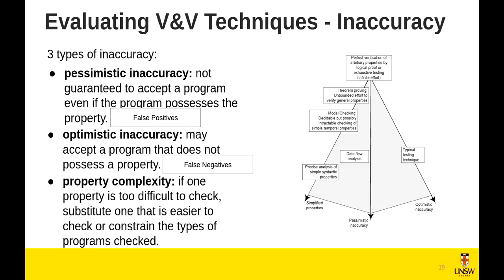For the static methods, for example, static data flow analysis, it often runs into this pessimistic inaccuracy, which means that these methods are likely to give us some false positives. And testing, on the right-hand side, could suffer from optimistic inaccuracy, which means that we may have false negatives. So there are bugs we couldn't find with testing.